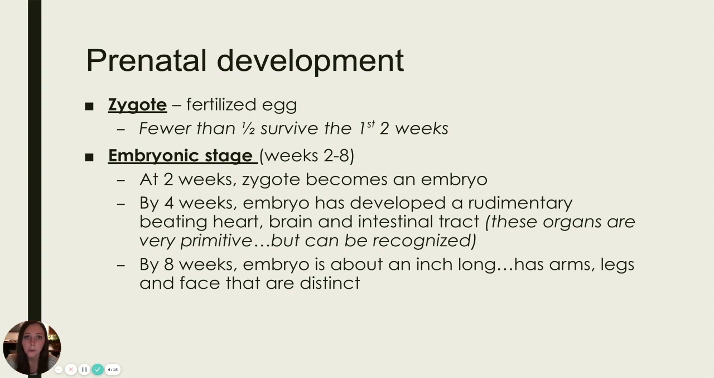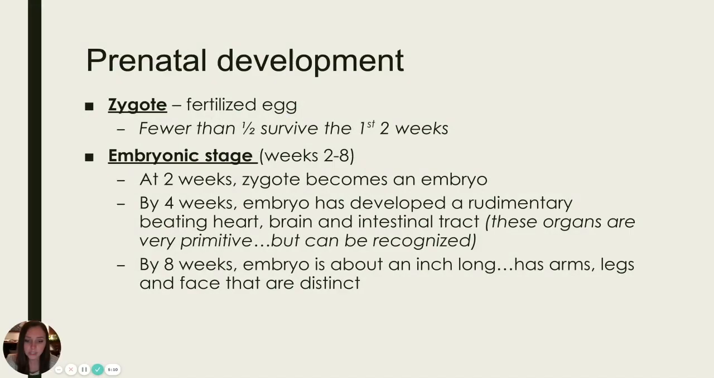However, once you do pass through that zygote stage, you have the embryonic stage. This is weeks 2 through 8. This is when the zygote becomes an embryo. And by 4 weeks, so that's like 1 month, the embryo has developed a beating heart. It's starting to develop a brain, intestinal tract. These are some of the most primitive organs, but they can be recognized. So most of the time, I feel like around 4 or 5 weeks, this is when someone might figure out that they are pregnant. And so by this point, the baby inside already has a beating heart.